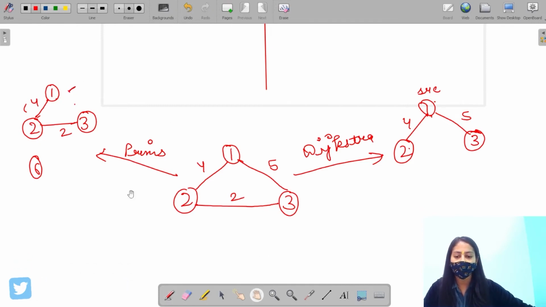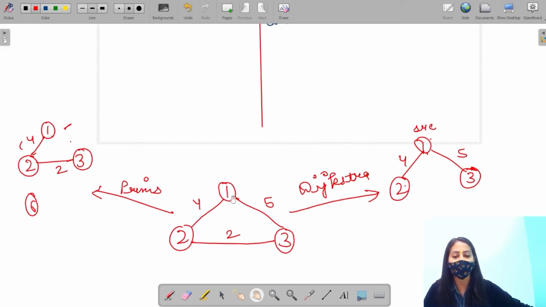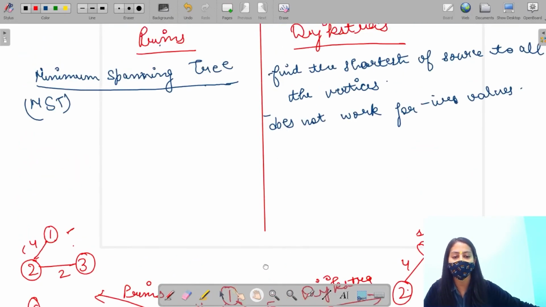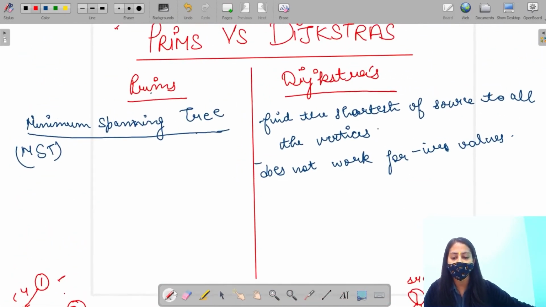So from this example you can see the difference. While finding the MST of a graph, you are not always going to find the shortest distance of source to all the vertices, right? So Prim's algorithm is used to find the MST of a graph. Dijkstra's algorithm is used to find the shortest distance of source to all the vertices, right? So if you are applying any of these, you will not get the answer of the other one.